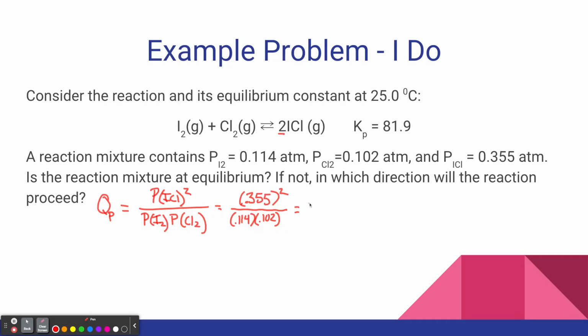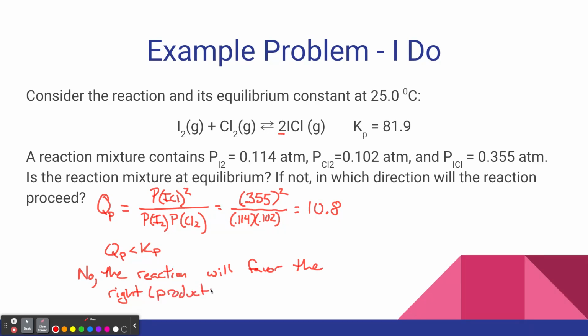All right. After I plug this in, I get an answer of 10.8. So in this case, QP is less than KP. I'm sorry, I wrote that backwards. Since QP is less than KP, guys, obviously the reaction is not at equilibrium, and the reaction will favor the right, or the products. So this reaction will go towards the products.